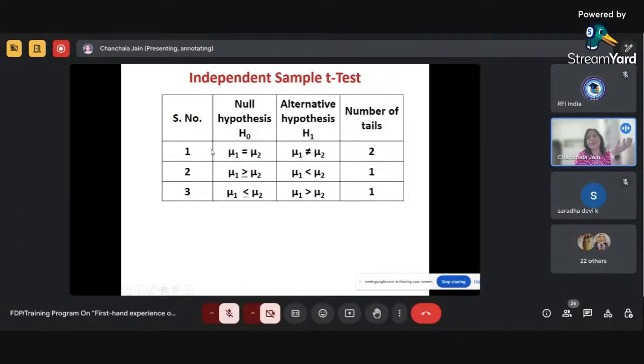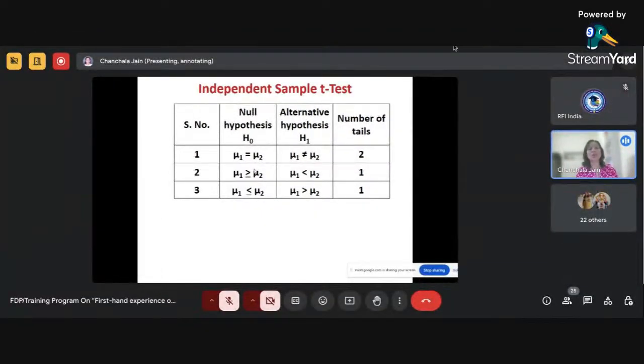In the one sample t-test, I have shown you the hypothesis. Here you can see, in the independent samples t-test, we are comparing the means of two different populations. Or you can say, using the sample means, we want to say whether the two samples come from populations having almost similar means or not. So we make the null hypothesis mu1 equals mu2, that is, population 1 mean equals population 2 mean. Alternatively, population 1 mean is not equal to population 2 mean.